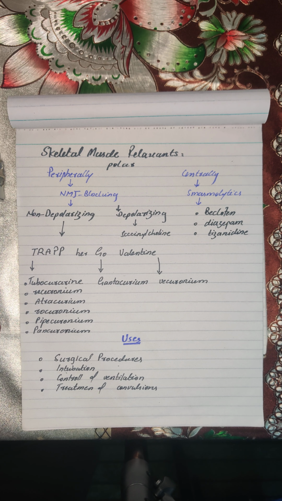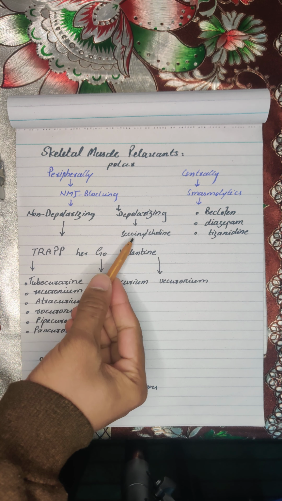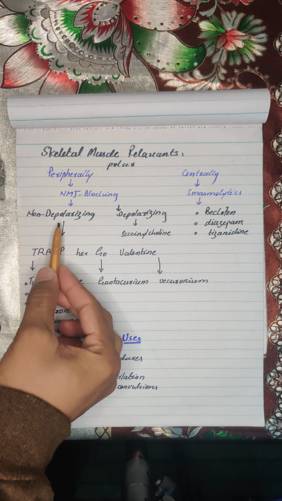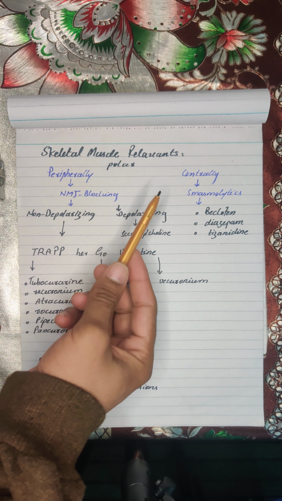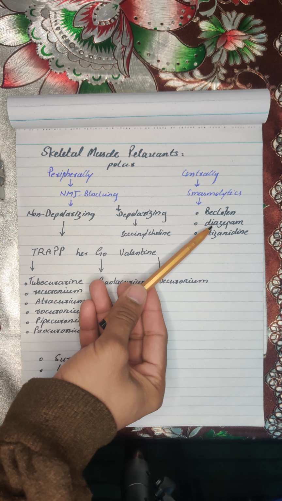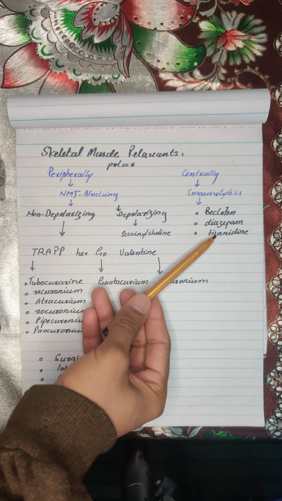In the upcoming videos we will discuss one by one all the drugs and their mechanism of action, adverse effects and everything. The only depolarizing drug which is clinically used nowadays is succinylcholine. All the other drugs other than succinylcholine are non-depolarizing, and the centrally acting ones are baclofen, diazepam and tizanidine.